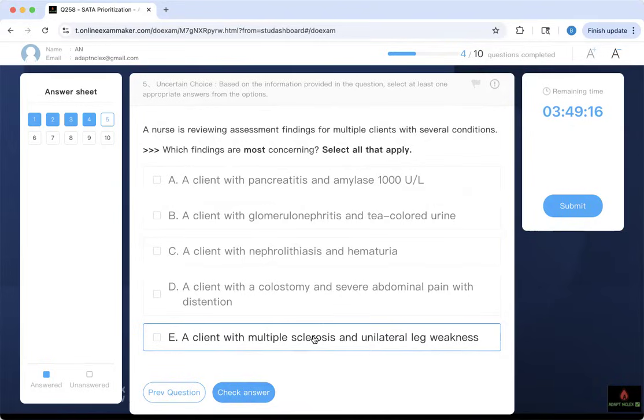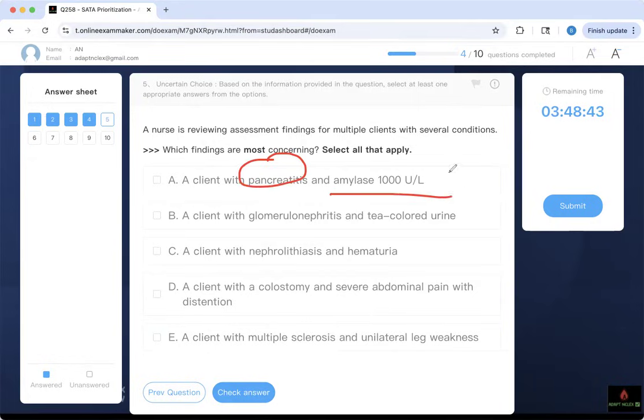A client with a colostomy and severe abdominal pain with distension. A client with multiple sclerosis and unilateral leg weakness. You know the strategy, the B-sharp. If you need more, check out that NCLEX prioritization strategy. Easy way: expected or unexpected. But there's a specific condition you have to know when you see it. You have to worry. That's what the B-sharp is about. It's more than ABC, but it's all about being sharp and not being trapped by expected findings.